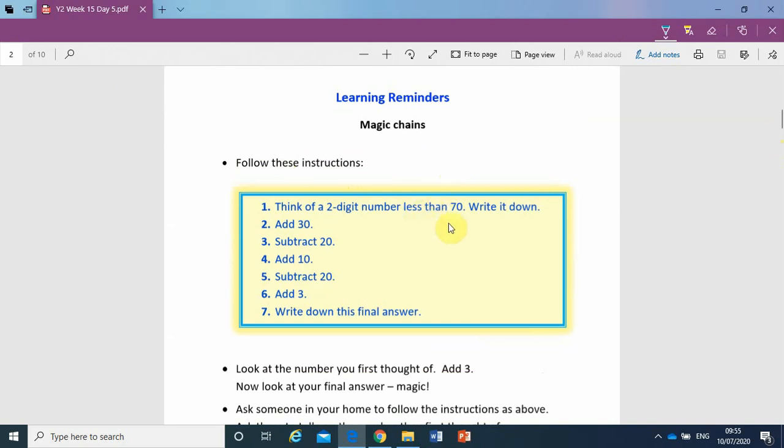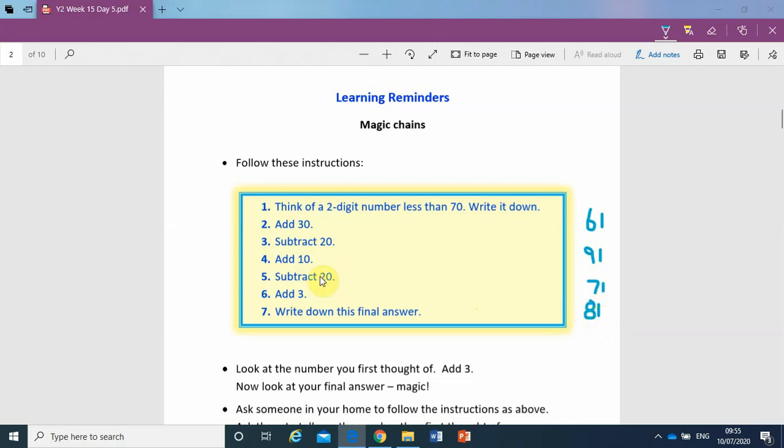Think of a 2-digit number less than 70. Well, I'm going to go with 61. Add 30. So I'm going to add in my 10, so 91. Subtract 20, and I'm using my understanding here that I can pretend it's take away 2 in my tens column. So 91 take 20, 9 take 2 is 7. So I could do 71. Add 10. 70, 10 more than 70 is 80.